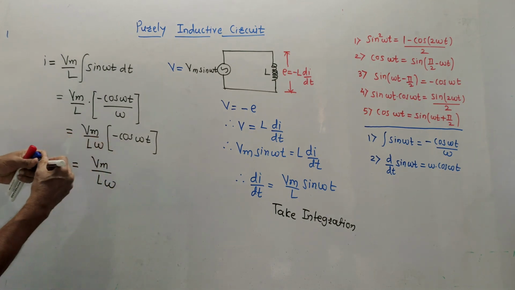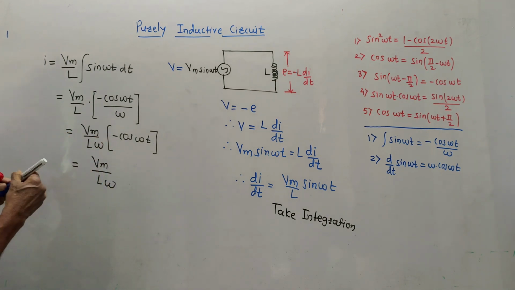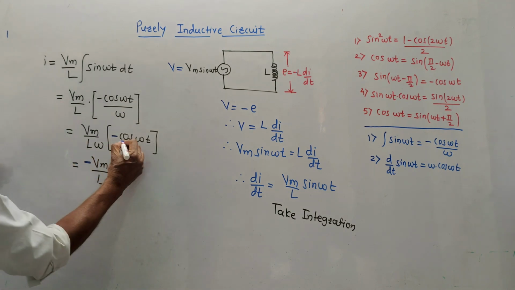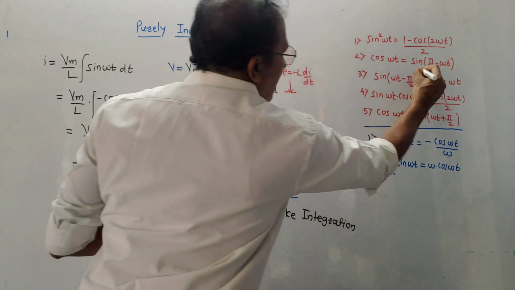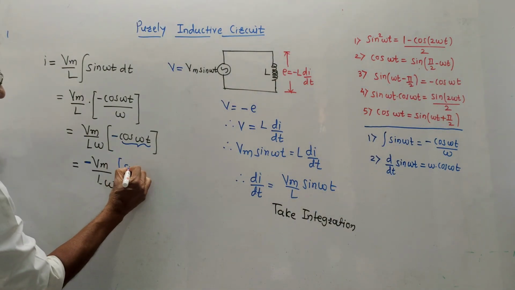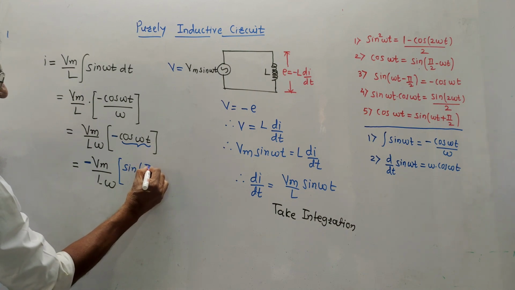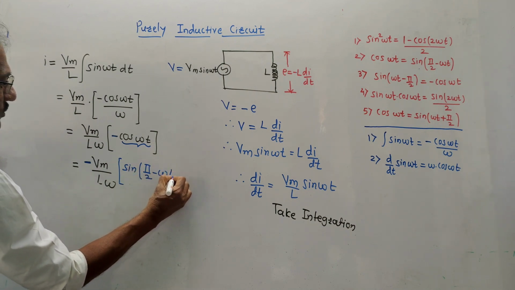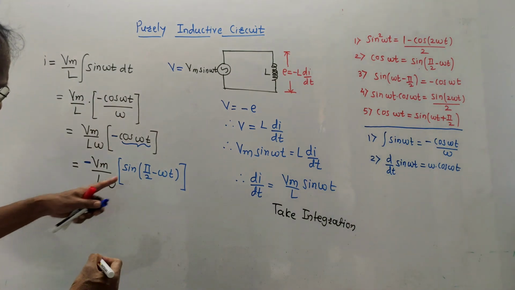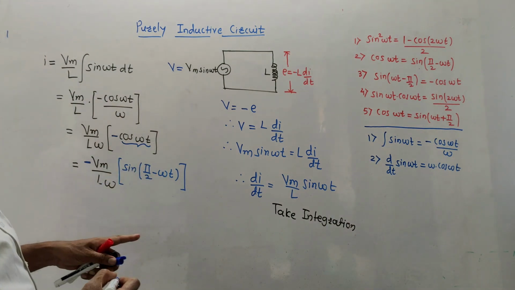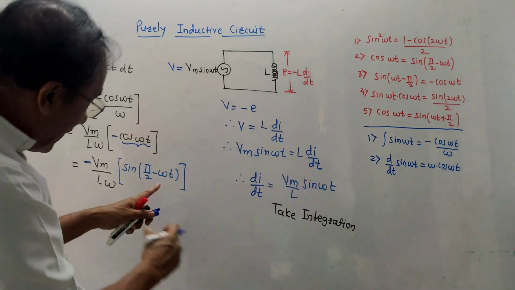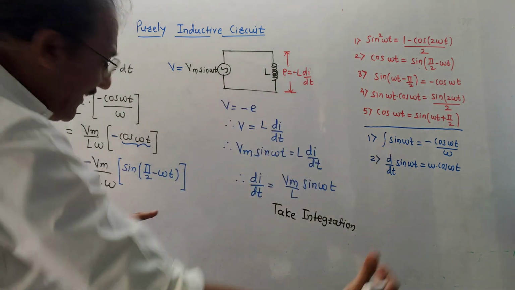For simplicity, I will take this minus sign outside this equation. So I will write minus, and in place of cos omega t, I will be using this identity, so it is sine of pi by 2 minus omega t. Now a little bit of manipulation we need to do. This is sine of pi by 2 minus omega t. Actually the t term should be first and then pi by 2. Pi by 2 is a phase shift. This term should come later on.